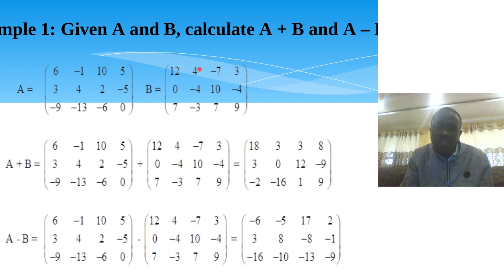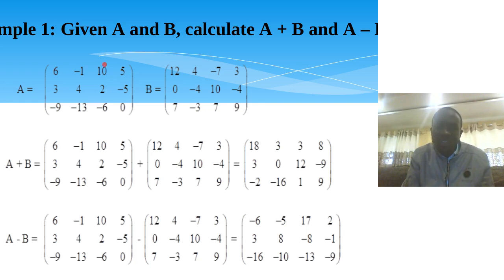We add it to 4. So we'll have -1 plus 4, and that gives us a +3. It is a +3 because when you add -1 to +4, it is like subtracting 1 from 4, and the sum there will be 3.